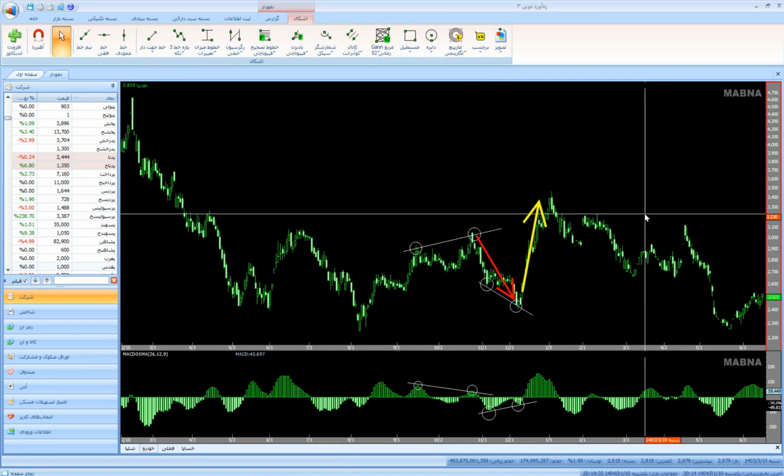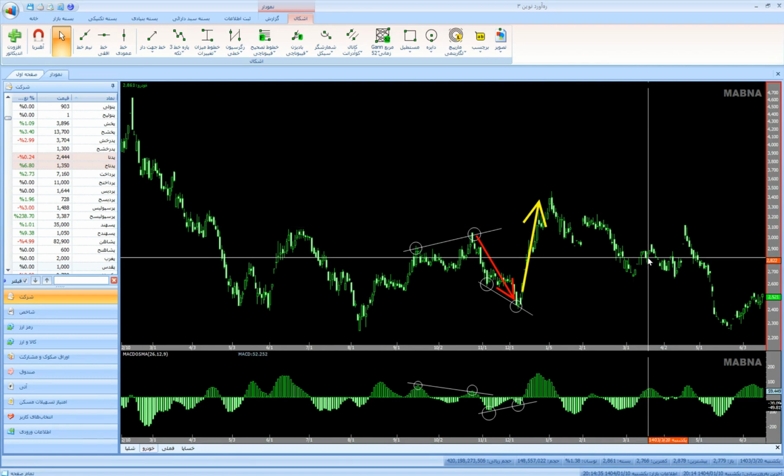Well, these are the phenomena of positive and negative divergence in MACD, and in the next video, we want to examine the money flow index, or MFI, as another powerful technical analysis oscillator. Stay tuned for the next video.